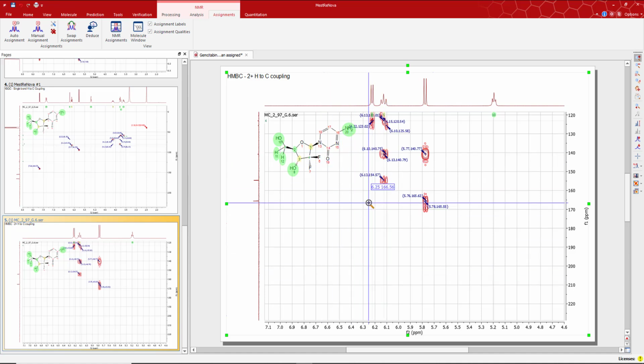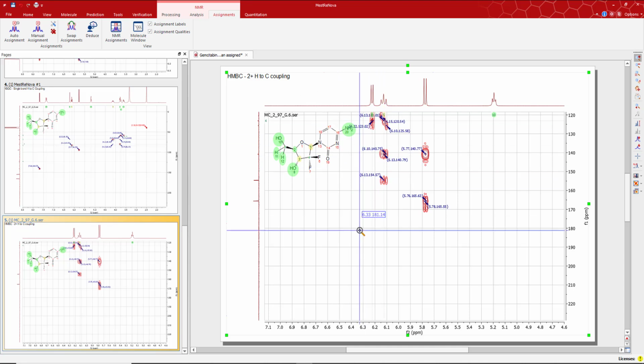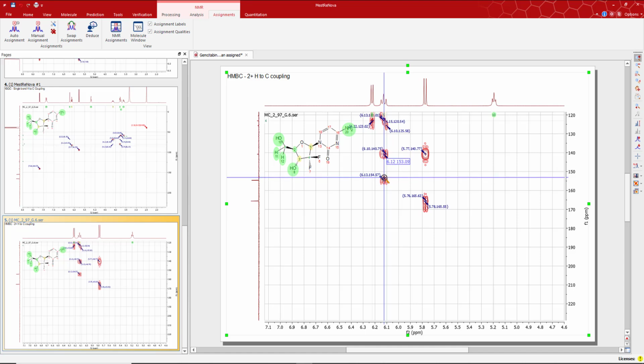However, there's very little chance that the proton on carbon 5 can see all the way to 17. That would be a 1, 2, 3, 4 bond coupling, which isn't impossible in systems like this, especially with pi conjugation in the mix, but it's pretty unlikely. So it does see something here at 140 and something here at 154. So let's go into the HSQC, because if one of those is carbon number 18, it should have a proton on it.